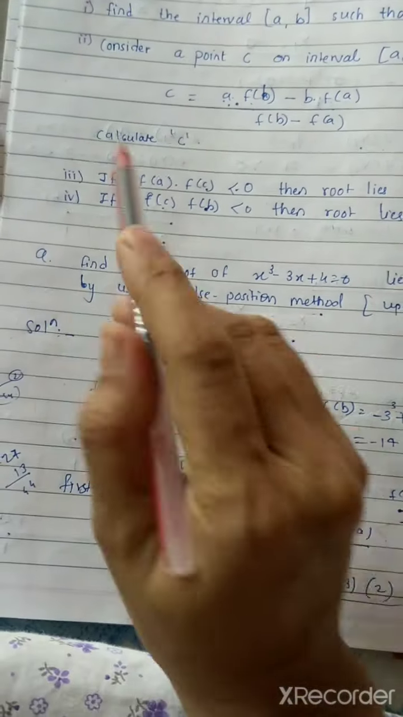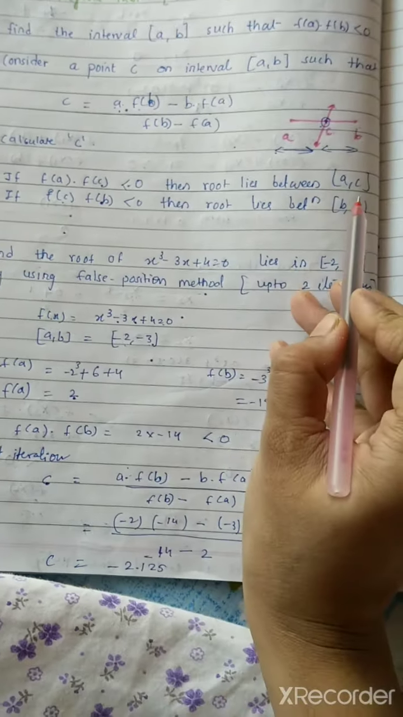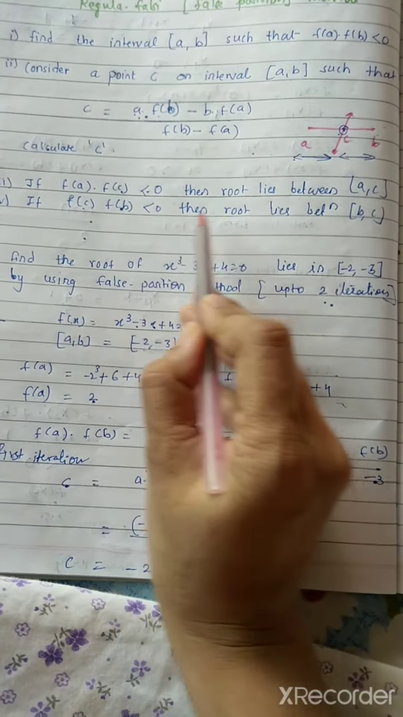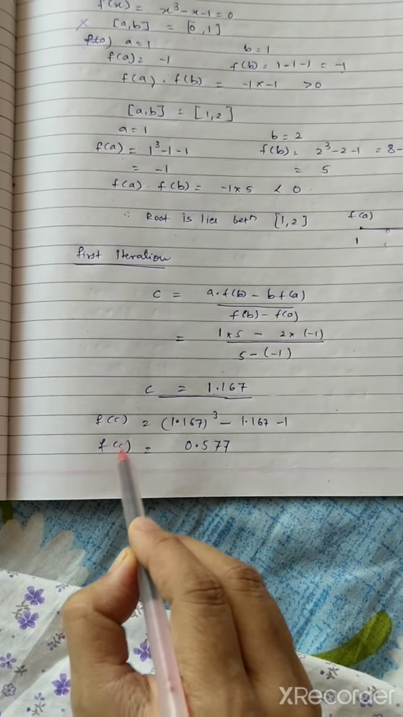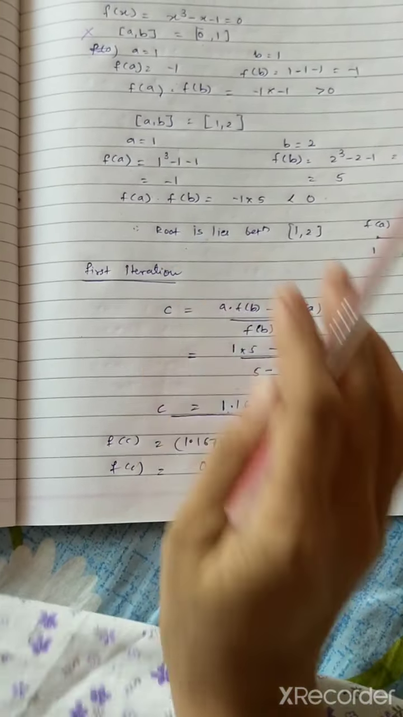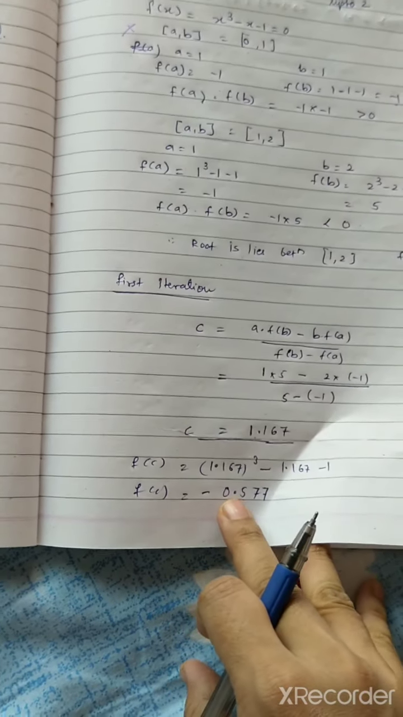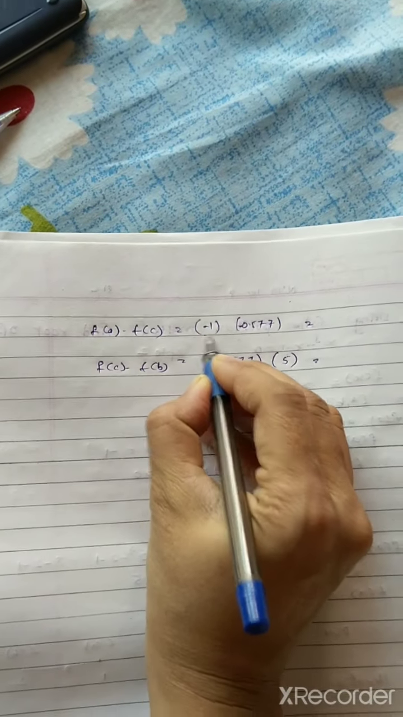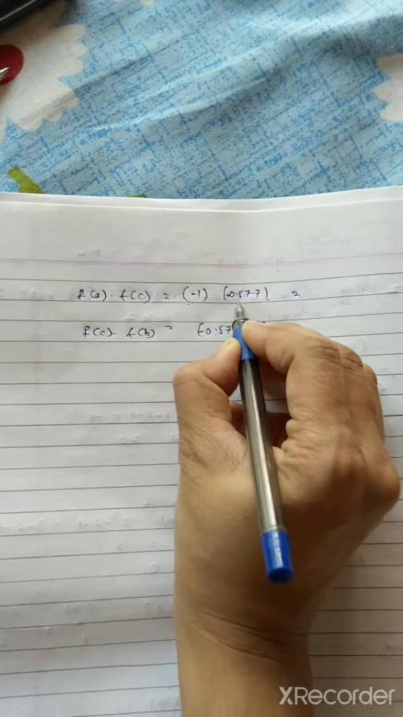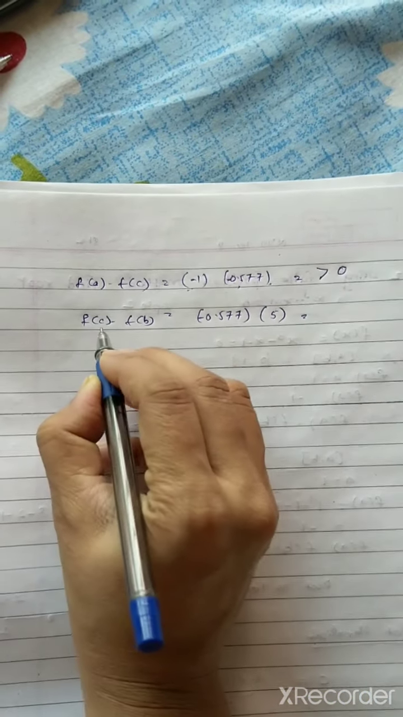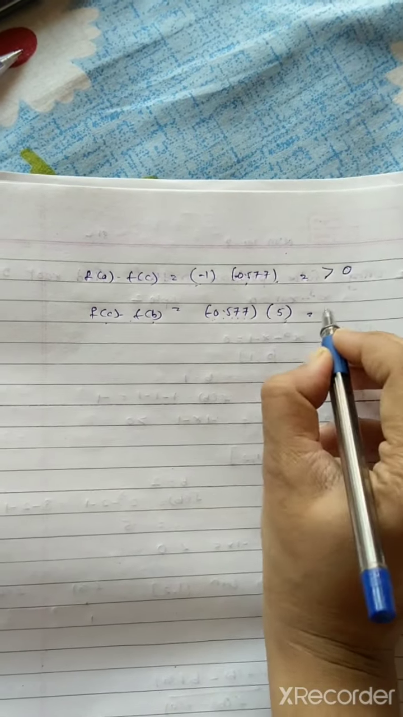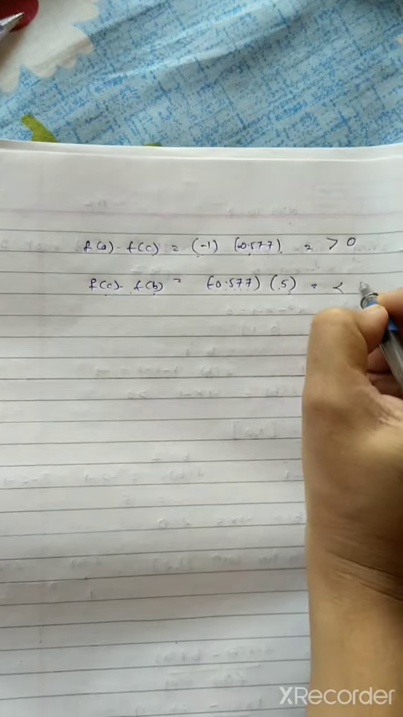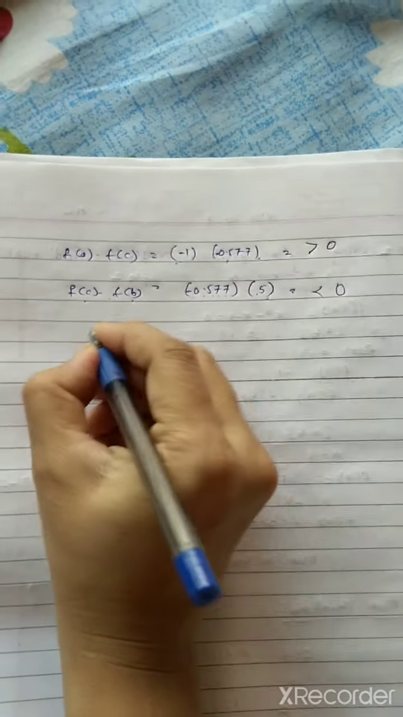Next step is to what? If f of a into f of c is less than 0, root lies between a to c. If f of c into f of b is less than 0, then root lies between b to c. So that we have to check. Okay, for that we have to find f of c into f of a and f of b into f of c. And the value of c is f of c equals minus 0.577. Now students, f of a into f of c will be minus 1 into minus 0.577. So minus minus gives positive, this will be greater than 0. Now f of c into f of b, minus 0.577 into 5. Obviously minus into positive is minus, so this will be less than 0. So that means what? Root lies between.